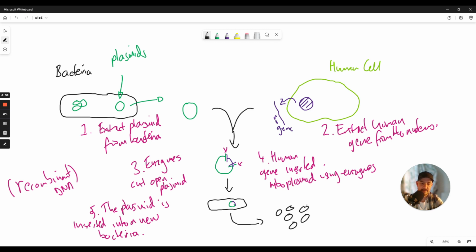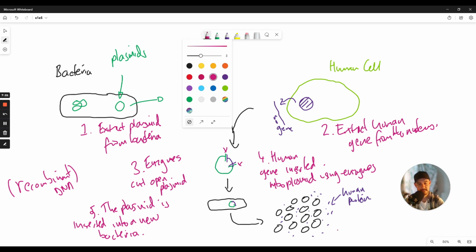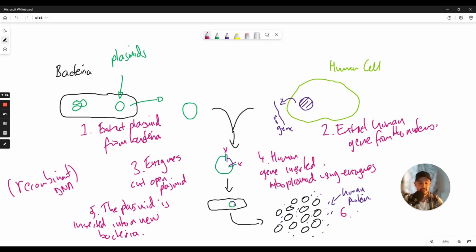So there's loads of bacteria now, each with that plasmid, and it's going to produce lots of human protein. Okay, there's dots here. And that human protein is going to be harvested. Okay, so final step. Step 6. Okay, so bacteria are cultured. And the protein harvested.